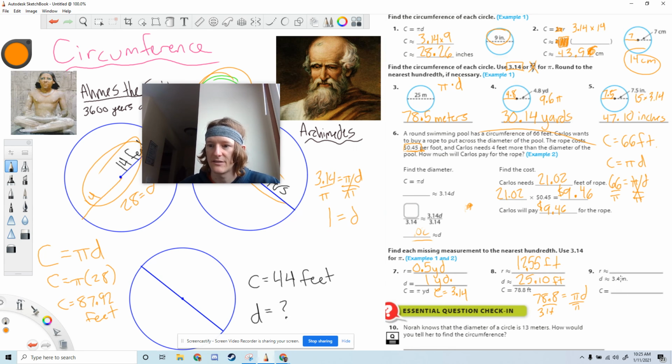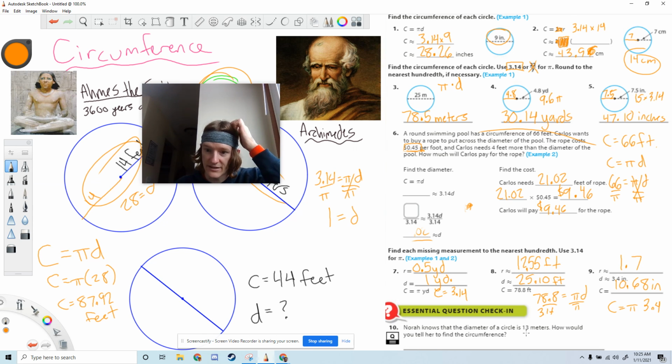Number 9, we're going to say, okay, well, our diameter is 3.4, so circumference equals pi times diameter will be 3.4. So we'll do 3.4 times 3.14. So our circumference is 10.68 inches. And our radius is half of our diameter, so 3.4 divided by 2 is 1.7.